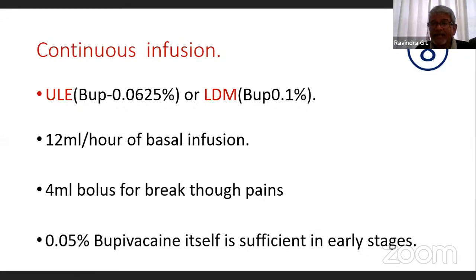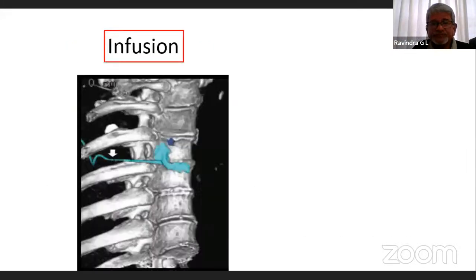0.05% bupivacaine itself is enough in the early stages. Instead of 0.0625%, you can use a slightly lower dose in the early stages and use it later on.